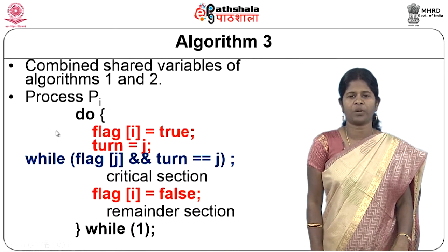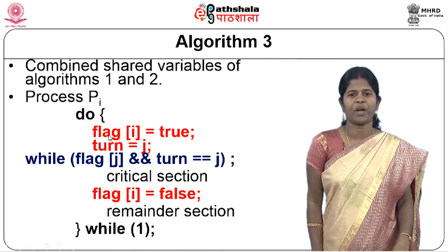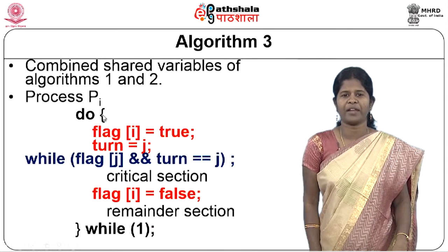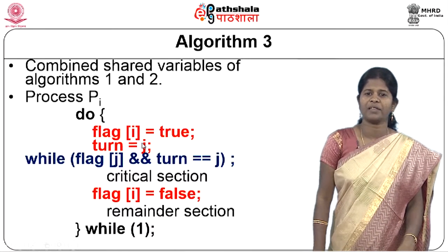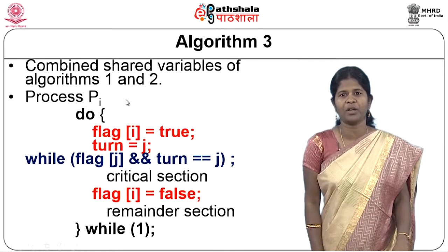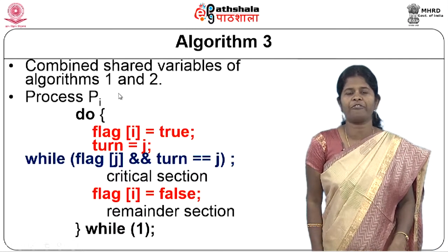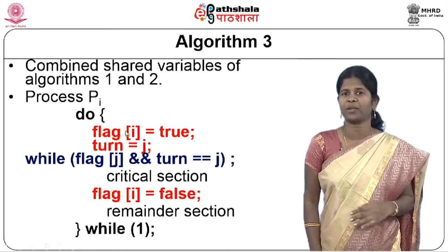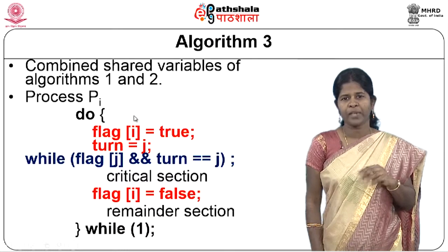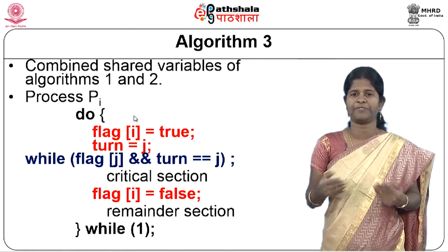You have the code for process Pi given here. Here you have a variable turn as well as an array flag, similar to what we had in the previous two algorithms. In the first algorithm that we saw, we had a single variable turn, and in the second algorithm we had flag of 0 and flag of 1, a flag array. Here we try to combine both. We try to have both turn as well as flag.